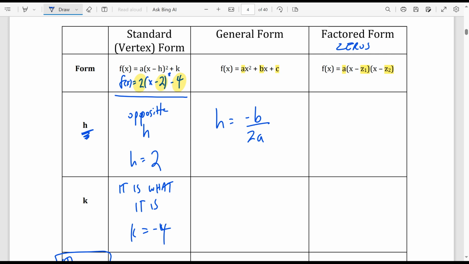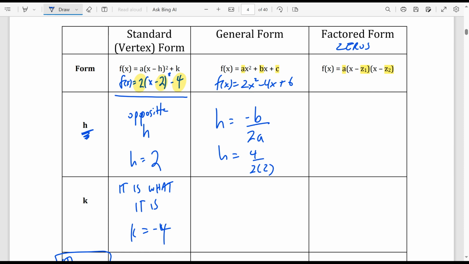I know it says positive b in the general formula given, but what if the b is negative? So let's just go 2x squared minus 4x plus 6. What would that mean? H would be equal to positive 4 over 2 times 2, because I would just take the negative of the negative.